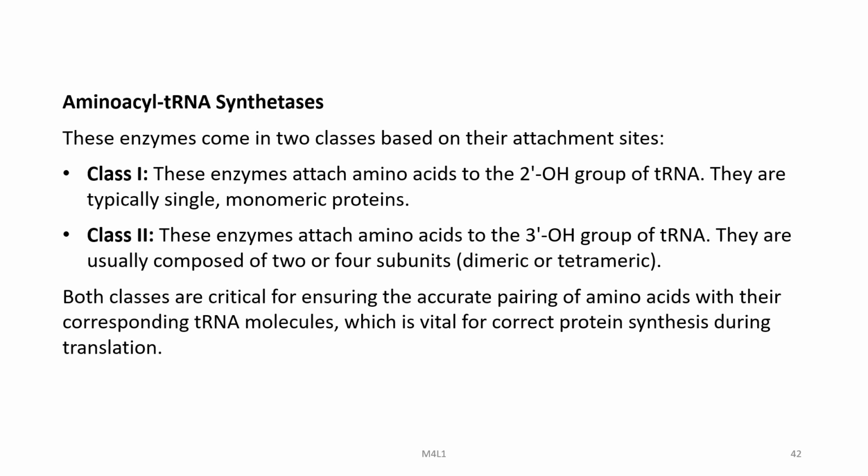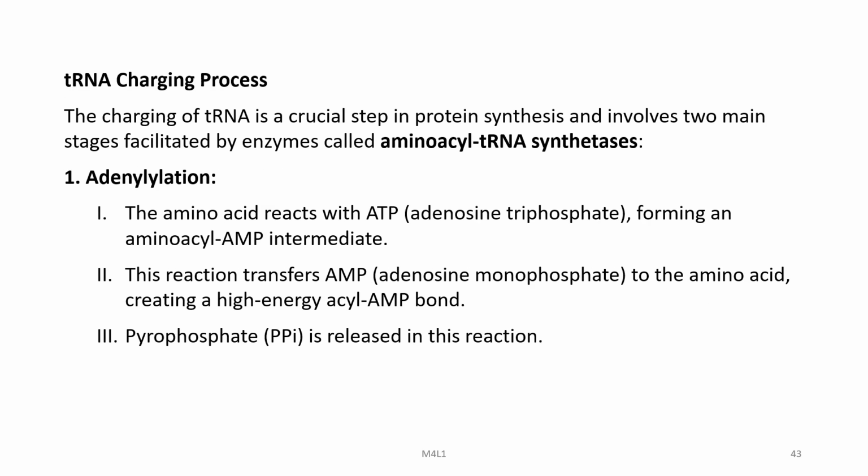Aminoacyl tRNA synthetases are enzymes. They come in two classes based on the attachment sites. Class 1 is the enzyme that attaches the amino acid to the 2' OH group of tRNA. They are typically single monomeric proteins. Then there is the class 2 enzyme that attaches amino acids to the 3' OH group of tRNA. They are usually composed of 2 or 4 subunits, dimeric or tetrameric. Both classes are crucial for ensuring the accurate pairing of amino acids with their corresponding tRNA molecules, which is vital for correct protein synthesis during translation.